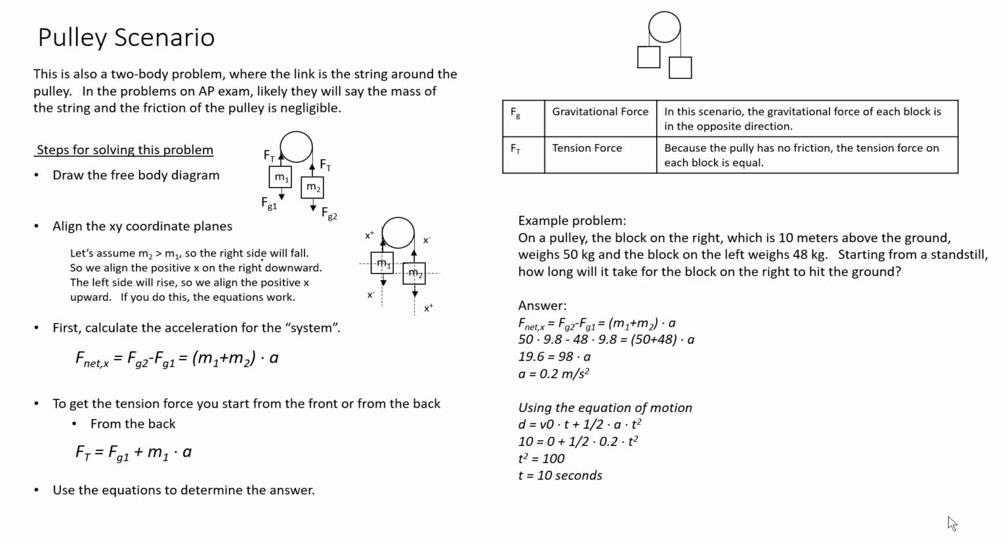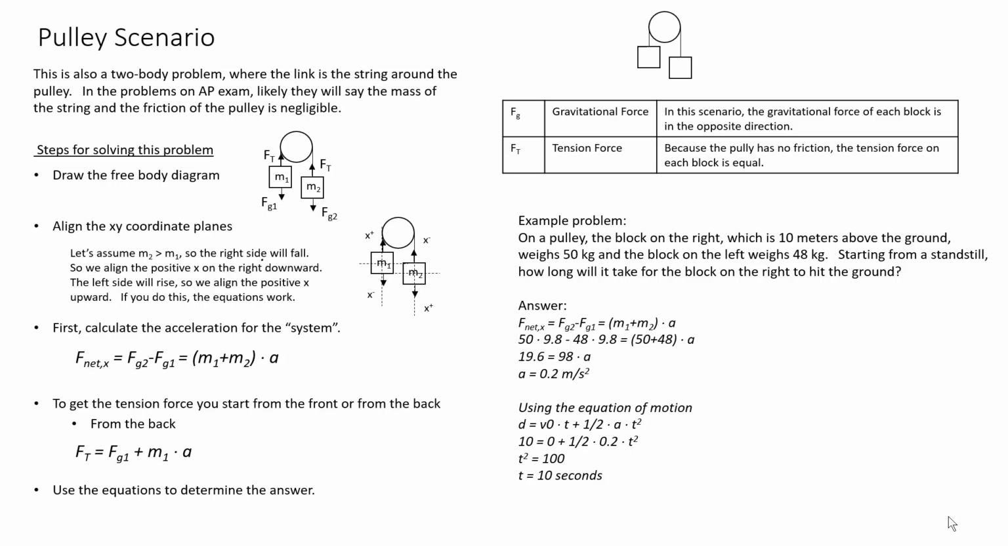So we look at the pulley and we see which mass is heavier. Let's say M2 is heavier. That means M2 is going to drop and M1 is going to go upward. So we orient the XY plane so that the positive X is going down for M2 and the positive X is going up for M1. If you do this, the equations work out fine.